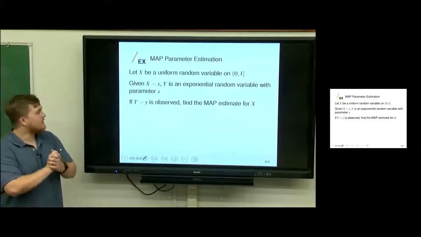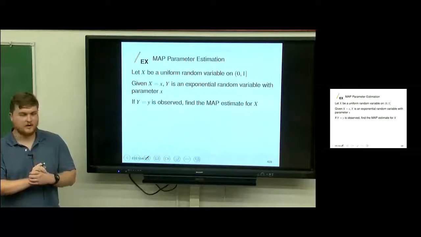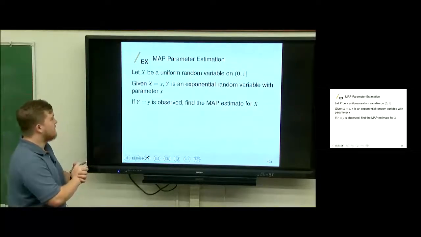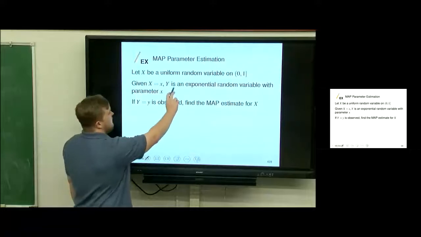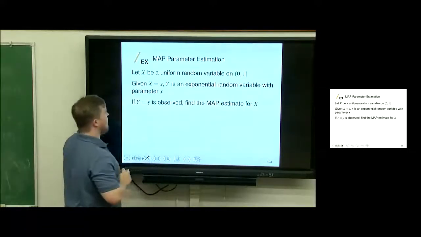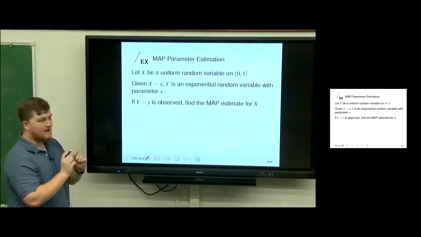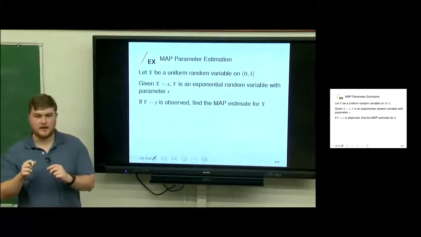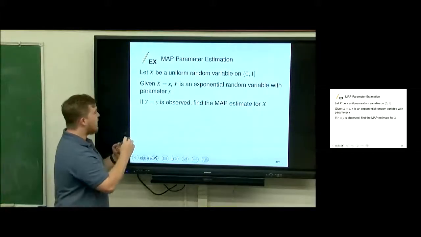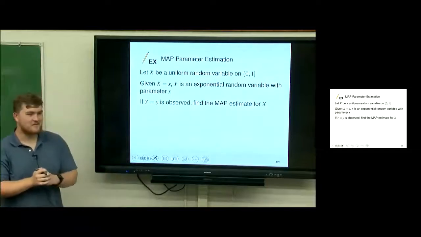All right, so we're on to the last example for today, which is going to apply this Bayes' rule for point conditioning. So let's explain the setup. Let x be a uniform random variable on 0 to 1. And given x equals little x, this random variable y is an exponential random variable with parameter little x. If y equals little y is observed, find the MAP estimate for x.